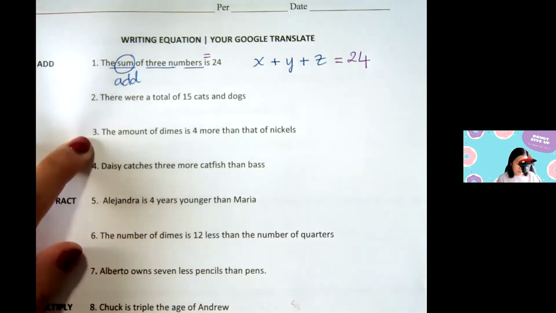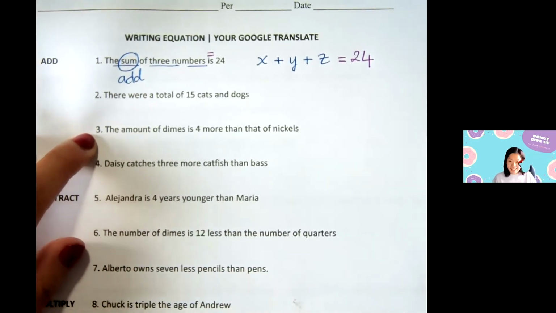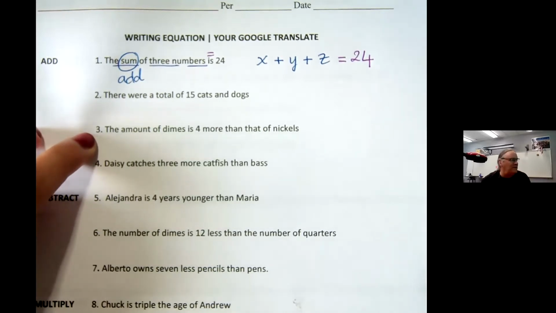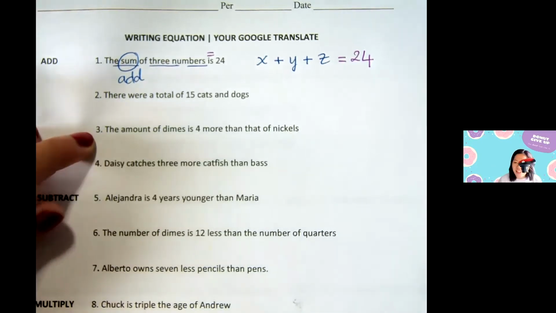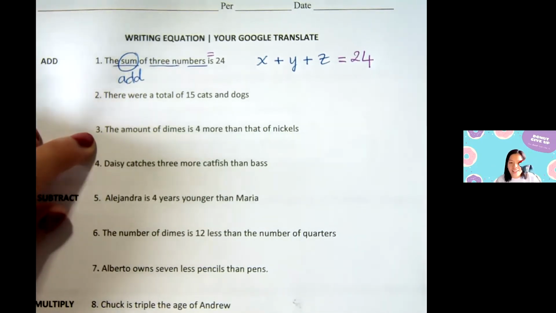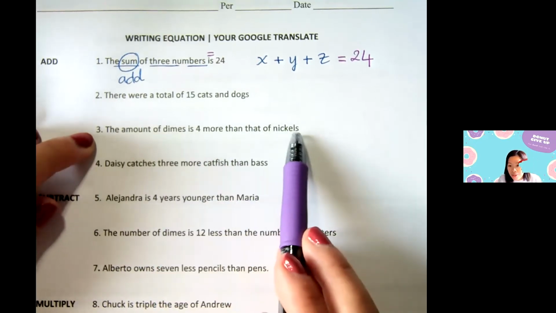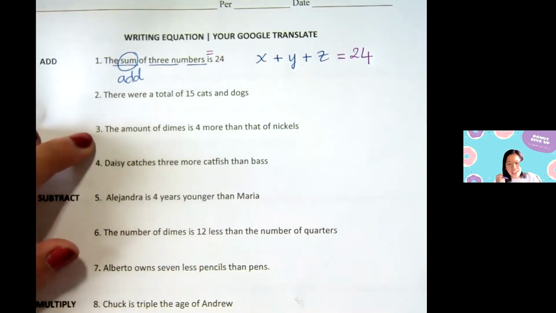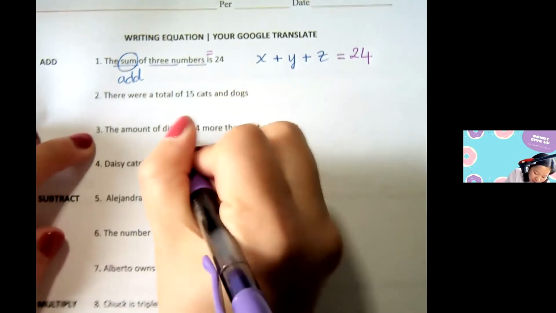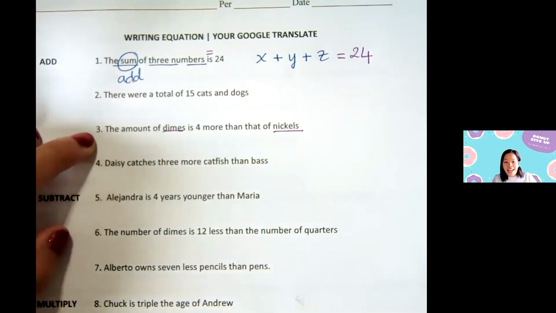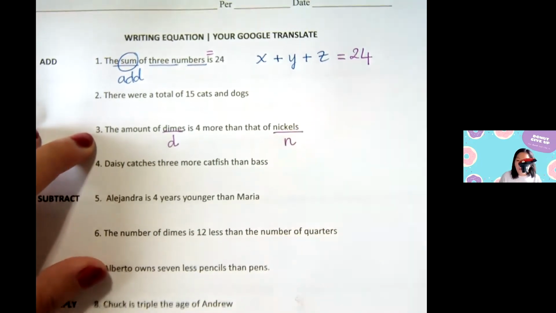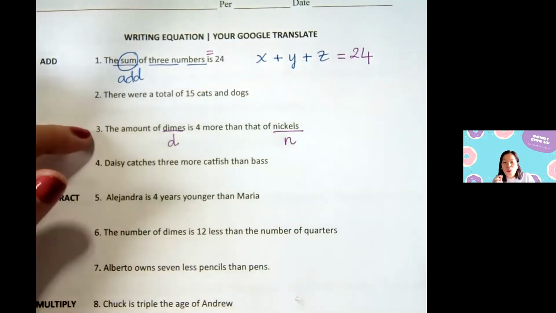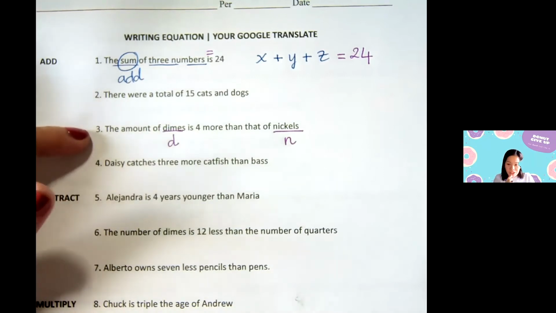Let's read the question. Mr. Barclay: the amount of dimes is 4 more than that of nickels. Beautiful voice, very strong, very powerful. Now, there are two things mentioned here, the number of dimes and the number of nickels, right? So as mathematicians, we are kind of lazy, so we use the initial of each word to help us with the variable. If we let D represent dime and N represent nickel, we're going to translate this sentence into a math equation.